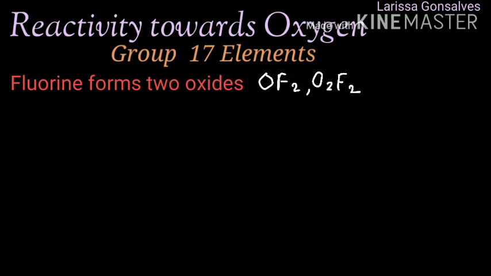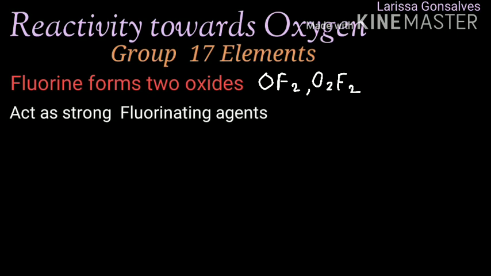Both the oxides are strong fluorinating agents. Fluorinating agents are electron deficient fluorine atoms which serve as reaction active species. O2F2, that is dioxygen difluoride, is used to oxidize plutonium to PuF6, and this reaction is used to remove plutonium from the spent nuclear fuel.